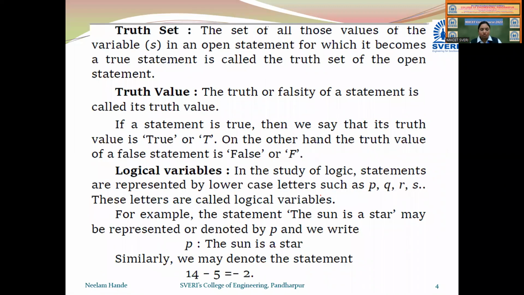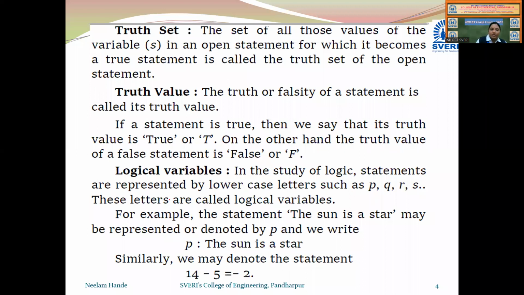Next, truth table. Do you remember the truth table? Here, the truth table is very important. It will come next. We have and, or, implication, and double implication, right? So what is a truth set? The truth set is the set of all those values of the variable in an open statement for which it becomes a true statement. If the statement becomes true for some value, it is called the truth set.